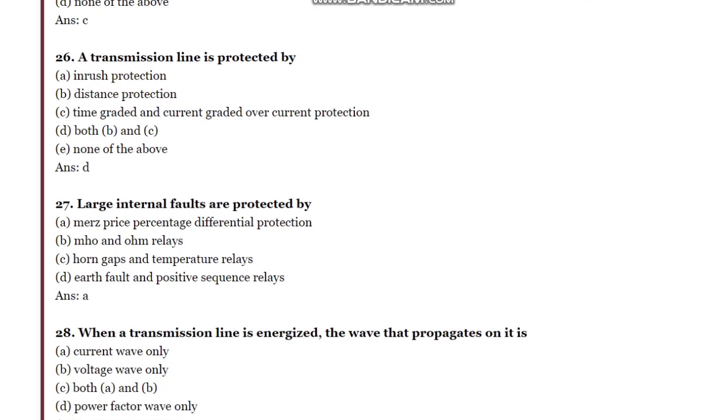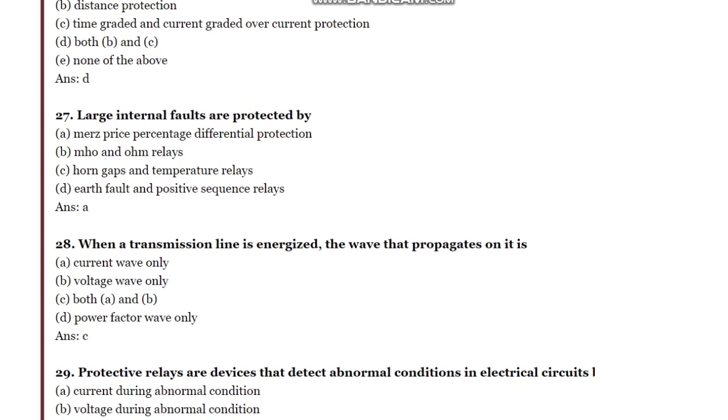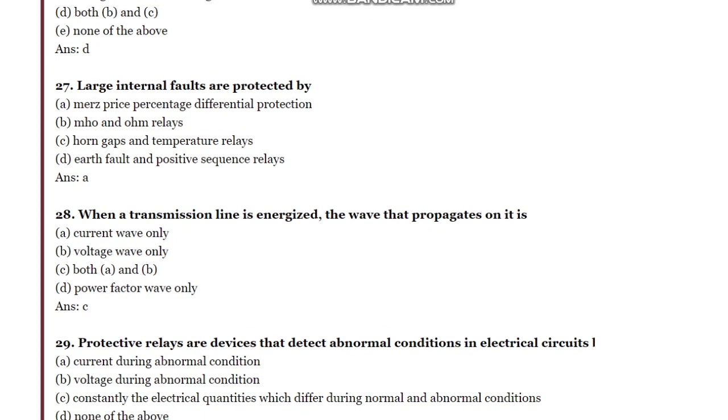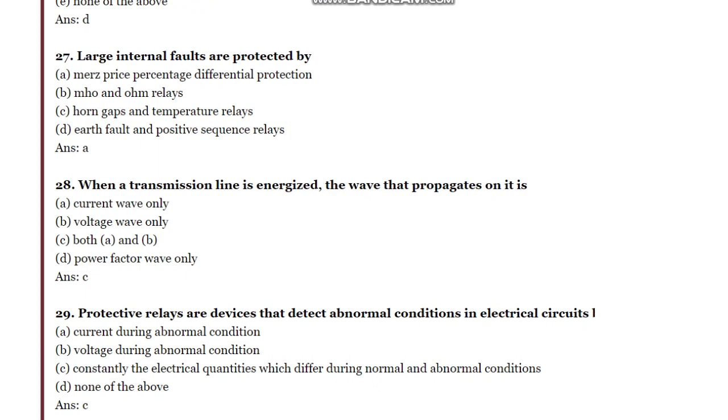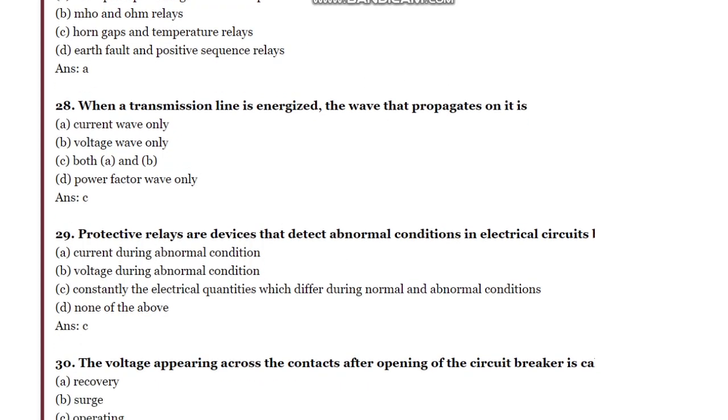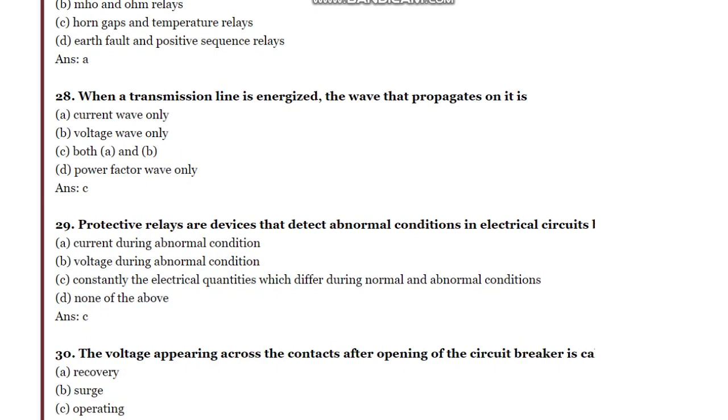A transmission line is protected by both B and C, that means distance protection and time graded and current graded over current protection. Large internal faults are protected by percentage differential protection. Then question number 28 is, when a transmission line is energized, the wave that propagates on it is both A and B, that means current wave only and voltage wave only.